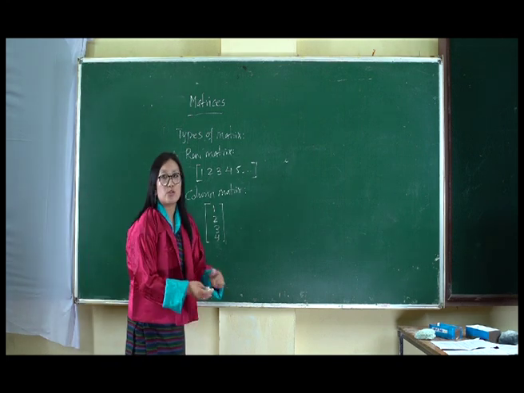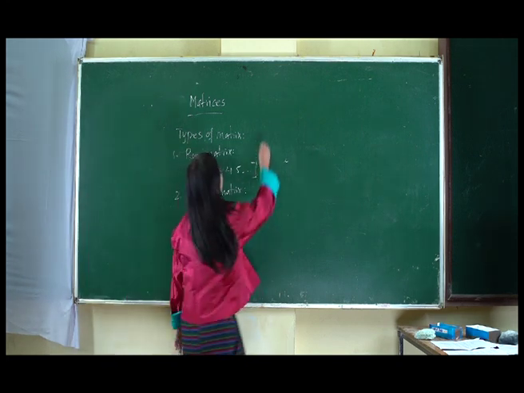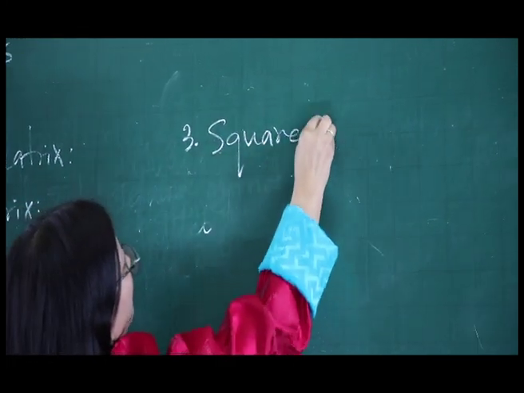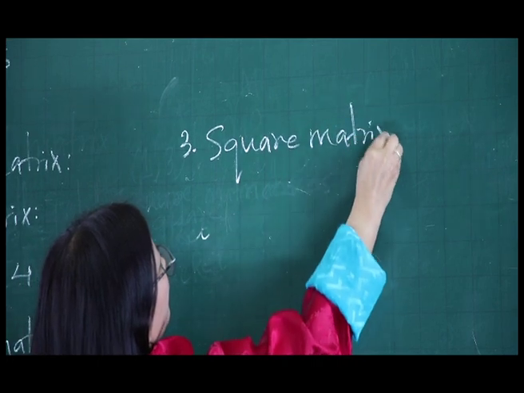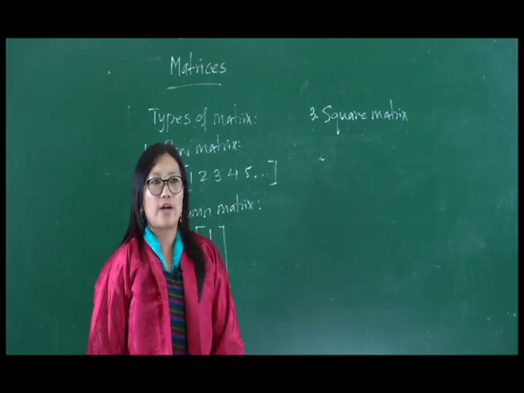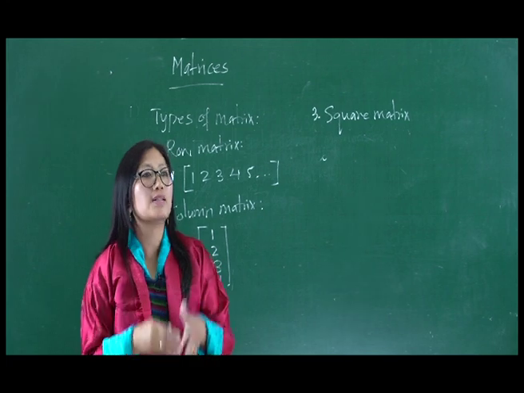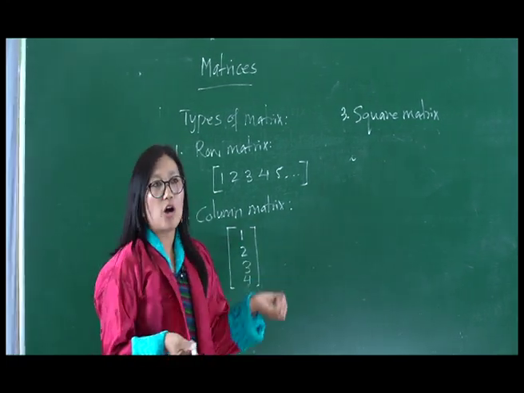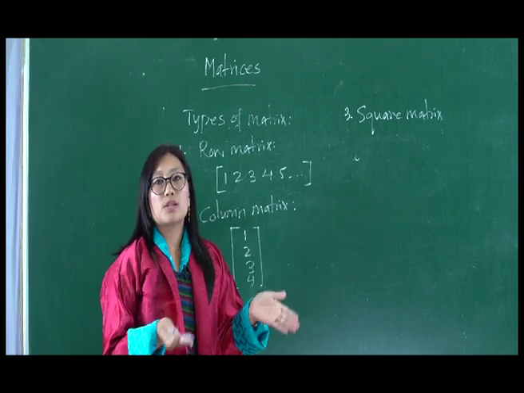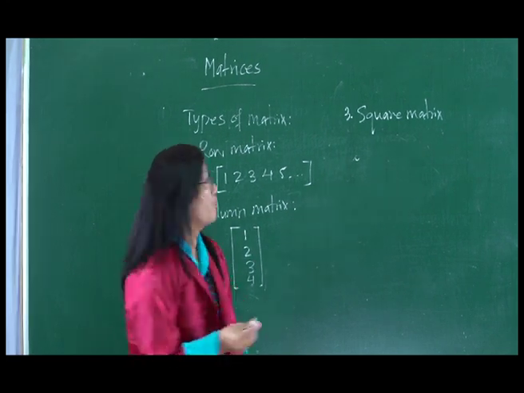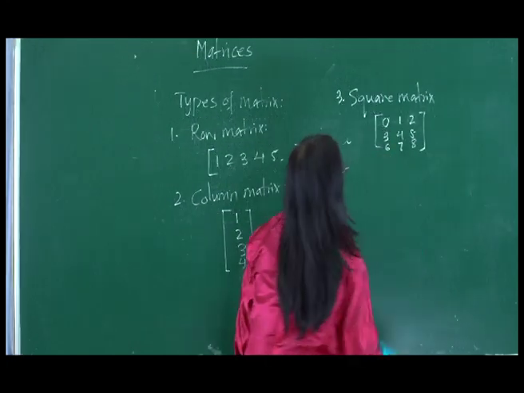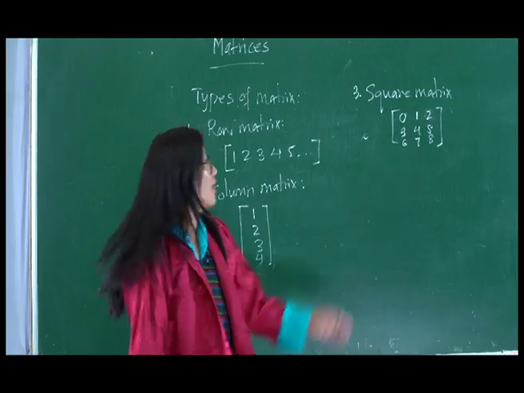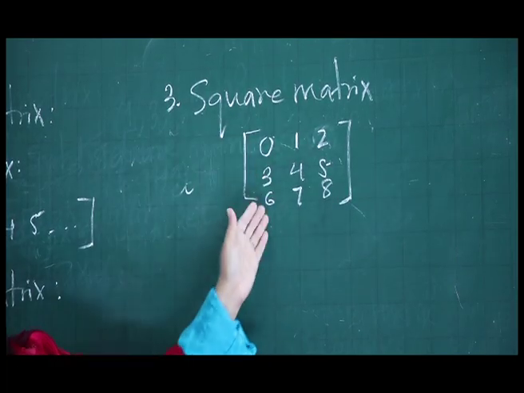Now the third type that we have is a square matrix. When we say square, you all know that a square has equal sides. The 4 sides are all the same. Similarly, in a square matrix, the number of rows and number of columns will be the same. So this is a simple example of a square matrix. If you look at the dimension, we have 3 rows by 3 columns.